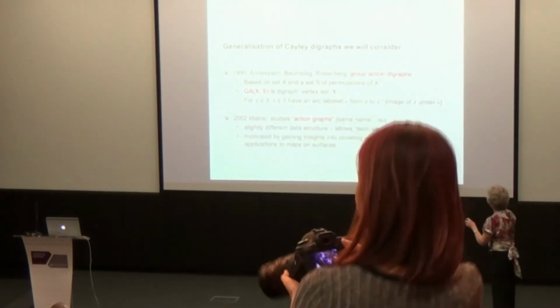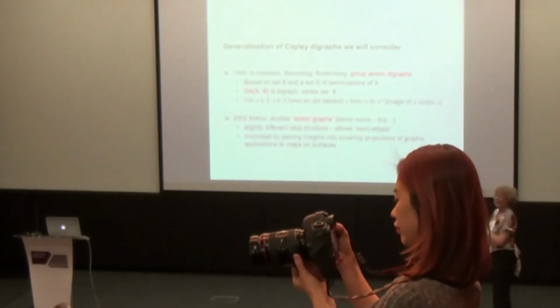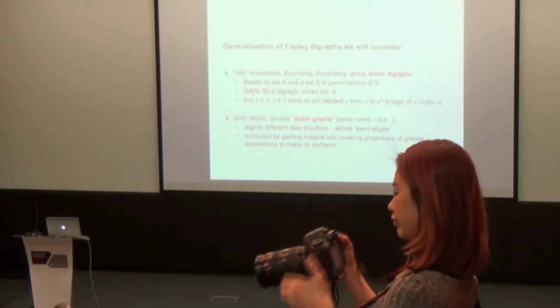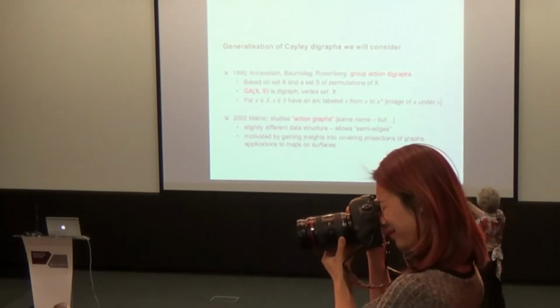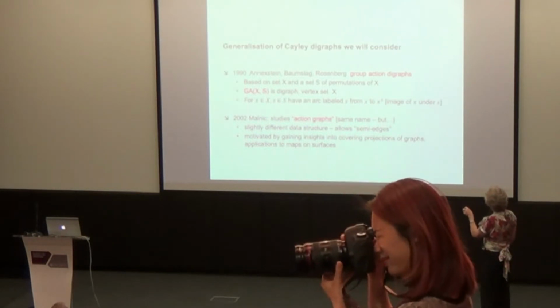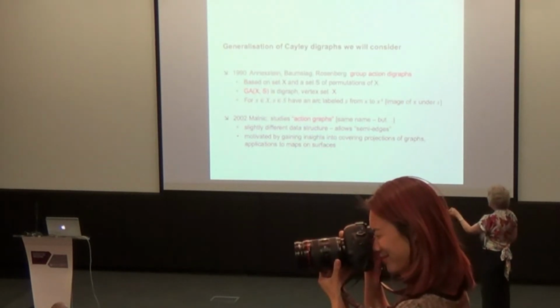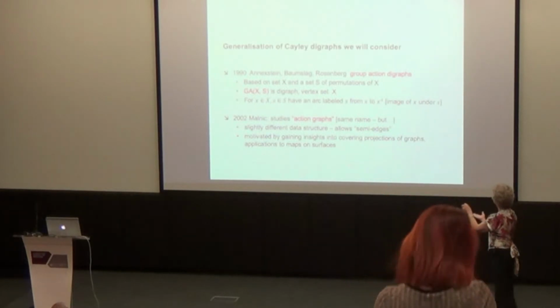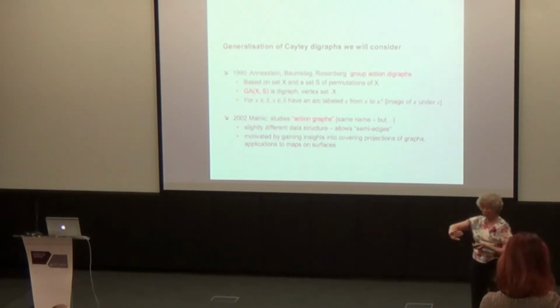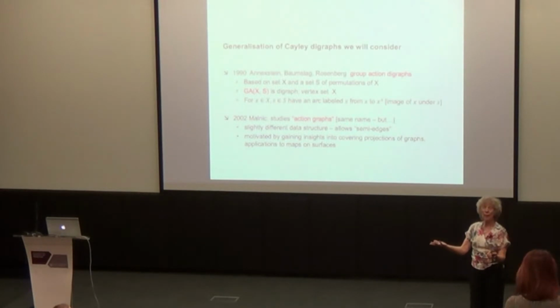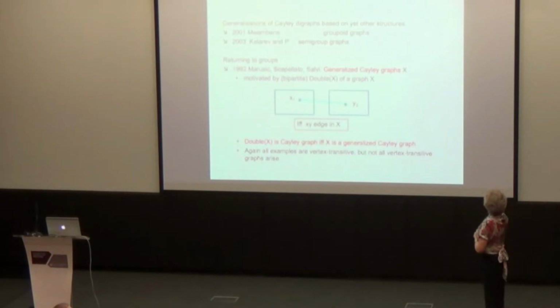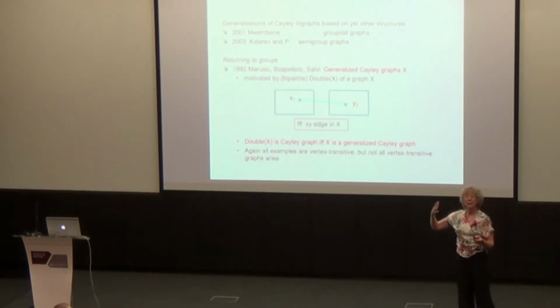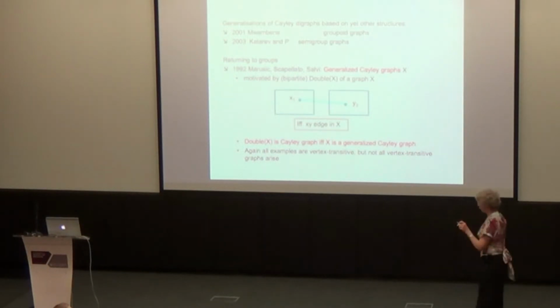And another paper, same year, Sandy Knowledge, he studies something which again he calls action graphs, but that has a different data structure. So it's rather like a GA graph, but it allows some semi-edges, and again, he had a different motivation. He wanted to gain insights into covering projections on graphs and what this says about embedding graphs as maps in surfaces. And people work on other things. They substituted a groupoid for a group, or a semi-group for a group. There's many papers in the literature about this.